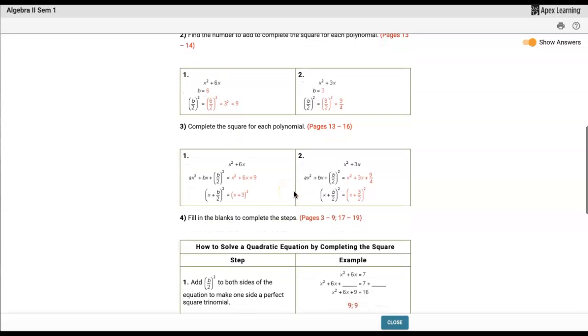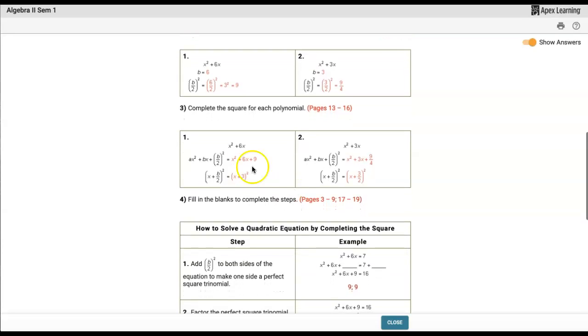All right. Complete the square of each polynomial. So this is just another way of seeing it here. Again, same thing. You've got 6x, so 6 divided by 2 is 3. 3 squared is 9. And then you take it one step further, so what that ends up being is x plus 3 quantity squared.